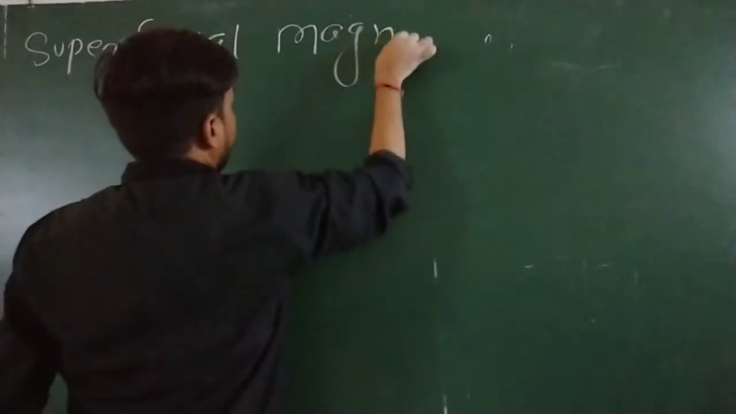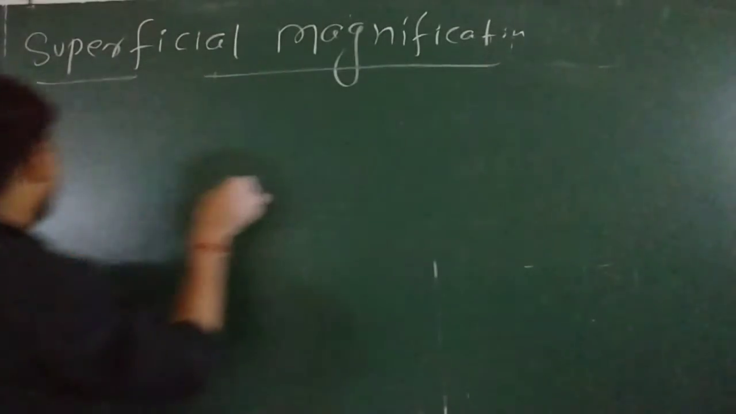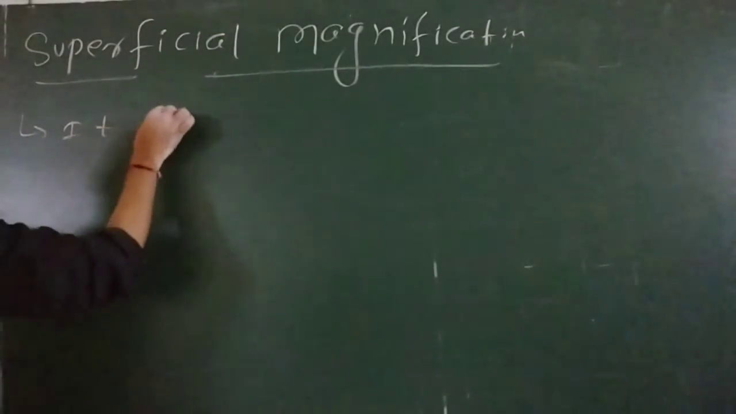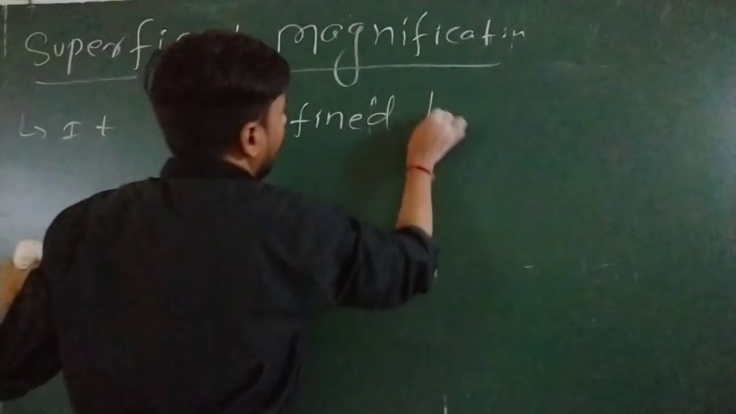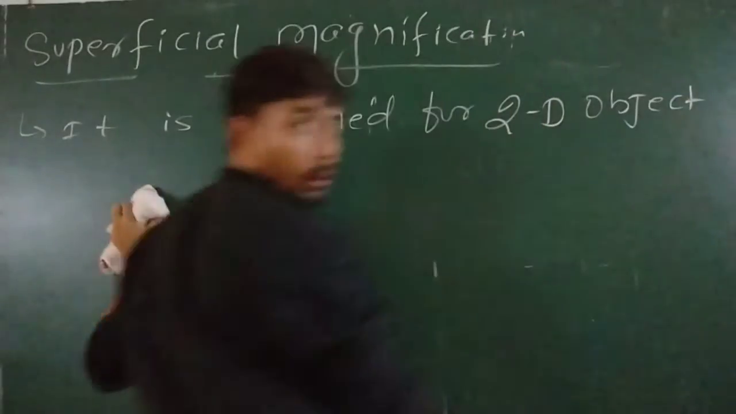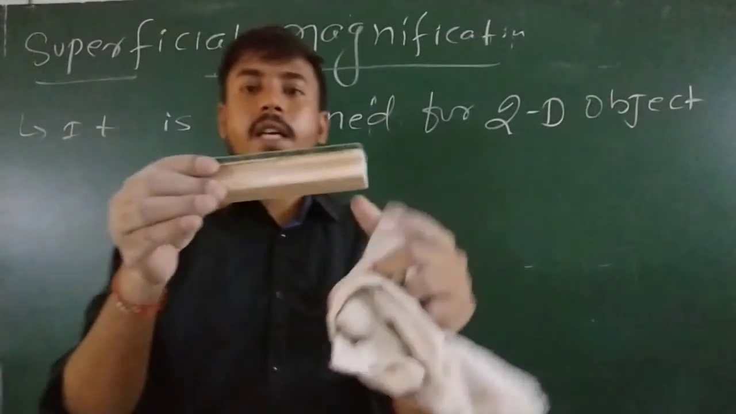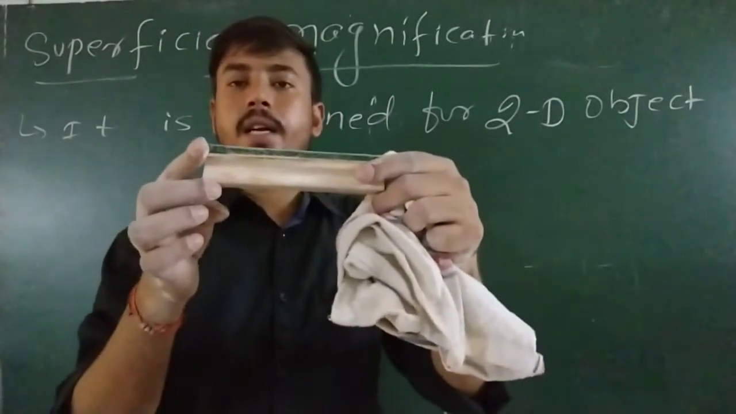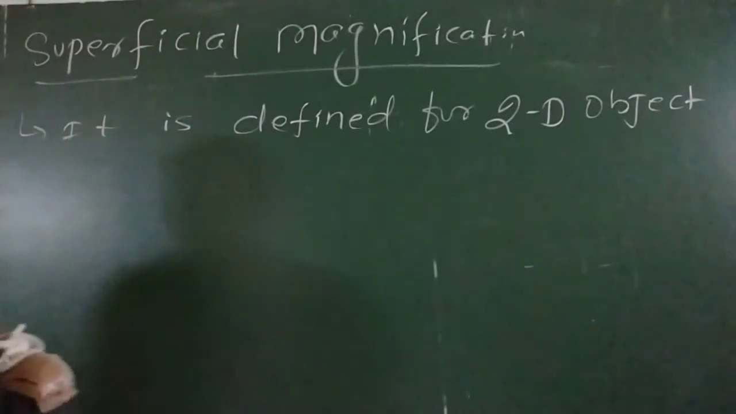See, superficial magnification. So first of all, it is defined for a 2D object. It means two-dimensional, like this duster. This duster has two dimensions, length as well as height. From this side, width as well as height. Okay, so what is its meaning?